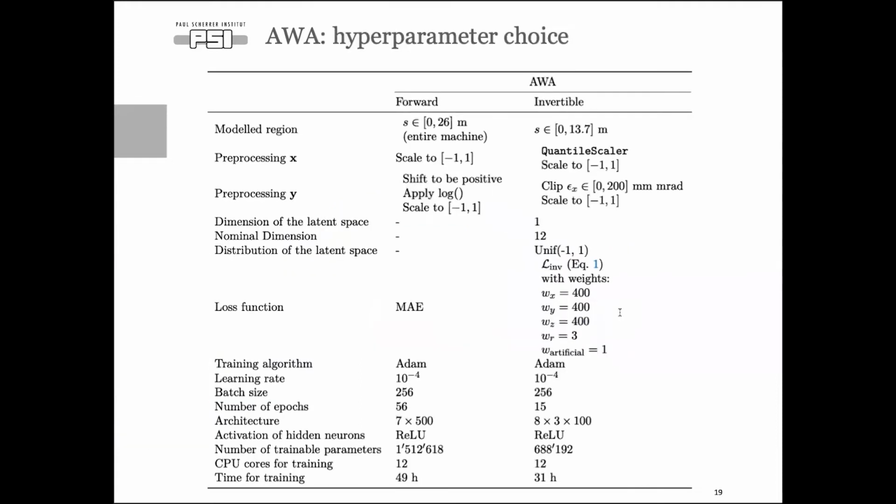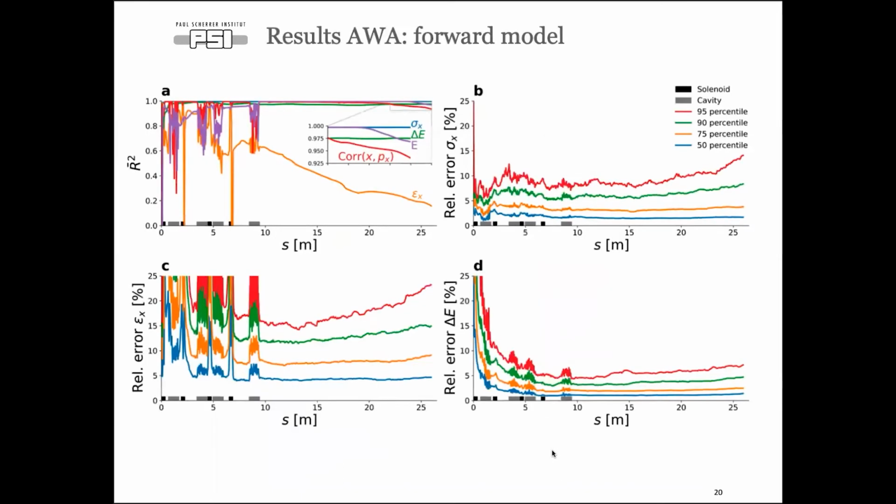And here would be the list of all the hyperparameters we got from the best hyperparameter scan, but I won't go into detail here. If you're interested, you can read it in our paper afterwards. I would rather go directly to the results for the forward model. So these are the results that we got for the test set, the set of data that had not been seen during training and validation.